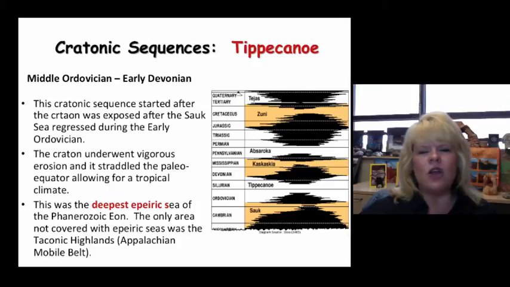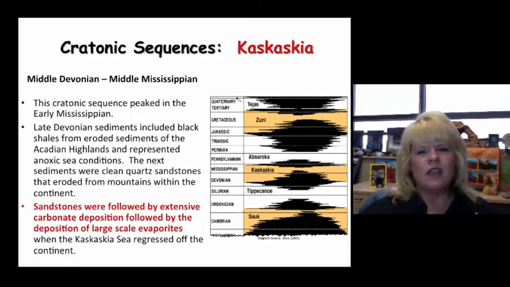It laid down water all over the place and filled all the basins, and the basins filled up with evaporites when the Tippecanoe regressed off. We'll be learning a lot more about that as we go through the semester. So middle Ordovician for the Tippecanoe as its beginning point, and early Devonian as its final regression off the craton.